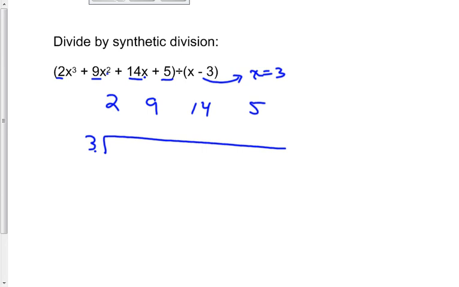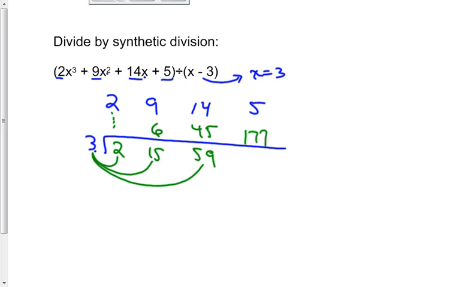And now we'll start our process. Drop the 2. Multiply, I get 6. Add, I get 15. Multiply, I get 45. Add, I get 59. Multiply, what's 3 times 59? Good, 177. Grab your calculators if you need to. And then I add, and I get 182. Remember what this number is in the back? That's always the remainder. And now we can write the answer.